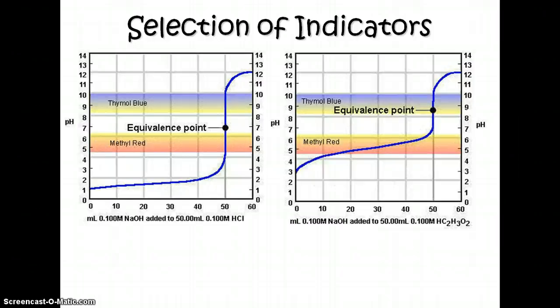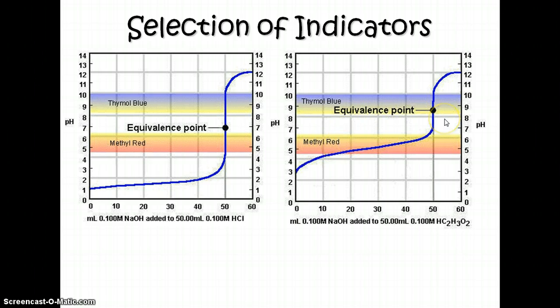When you're selecting indicators, you would like to select one that has a transition change or a color change at about 1 unit above your pH at equivalence. So here's your equivalence. This is obviously a strong acid, strong base because the pH at equivalence is 7. So you can choose either methyl red or thymol blue because they change pH about one pH unit away from the equivalence point.